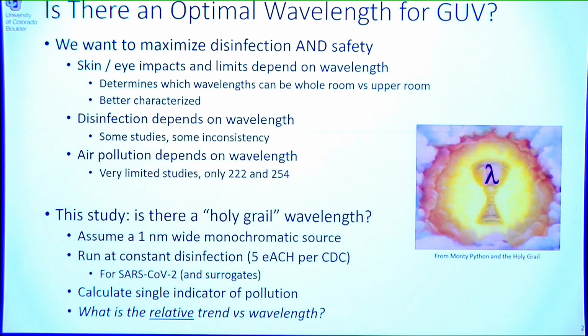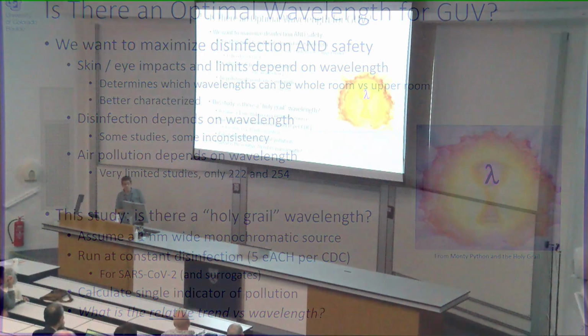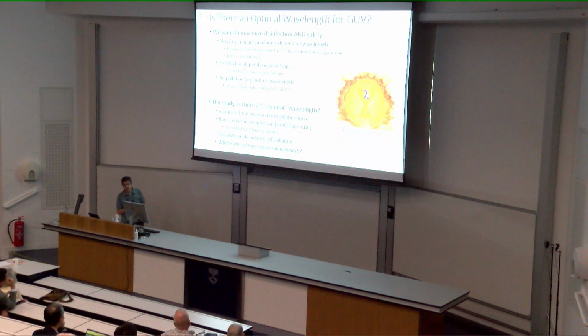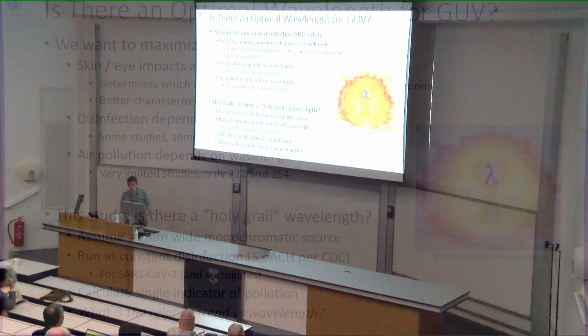So anyway, what I'm looking for is the holy grail. Is there a holy grail wavelength? Being in the UK, I thought the cartoon from Monty Python would be appropriate. And so we're going to do model runs where we're going to assume that we can have a 1 nanometer wide monochromatic source.